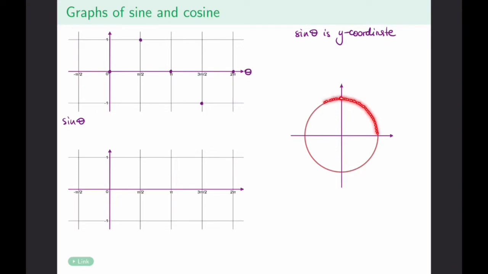and then it starts decreasing from 1 back down to 0. So this is what produces the familiar looking curve, something like this. And then, as my point travels from pi down to 3 pi by 2, I notice that the y-coordinate gets progressively bigger and bigger into the negatives until it reaches -1. And that's when I get this portion of the graph.